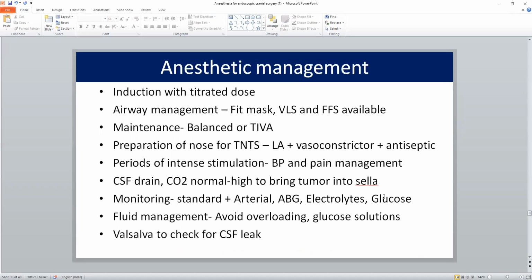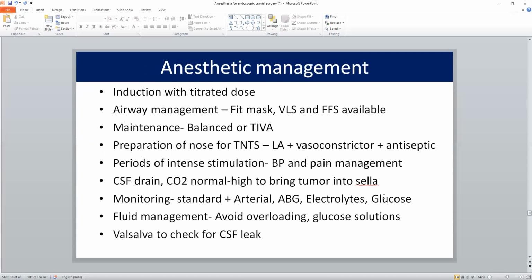Coming to the anesthetic management, induction is with titrated doses of induction agents such as thiopentone, propofol, or etomidate. For airway management, a fit mask, video laryngoscope, and fiberoptic should be available, especially for Cushing's disease and acromegaly patients. Both balanced anesthesia and TIVA have been used. There is, as of now, no evidence to suggest one is better over the other. TIVA may be preferred because of less vasodilatation.